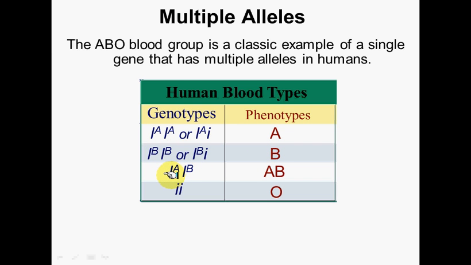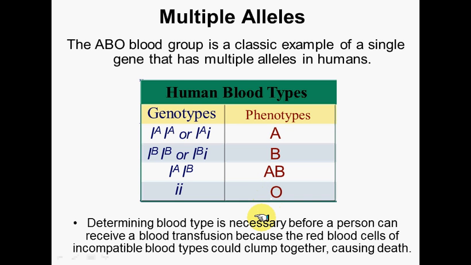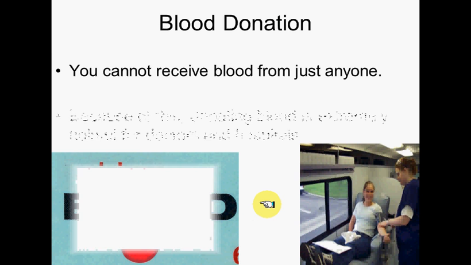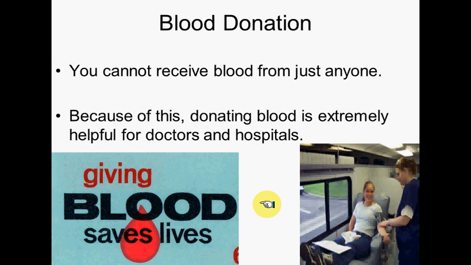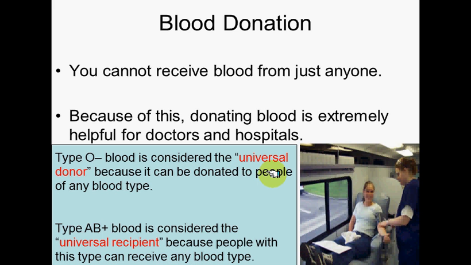Blood type is really important because if you get the wrong type of blood in your body, it can cause your blood cells to clump together and it can kill you. That's why they test your blood when you donate blood. And donating blood is really important. The more they have of all the different types, the safer they can transfuse blood. Type O negative blood is considered the universal donor, and you're going to see why, but it can be donated to people of any blood type. And type AB positive blood is considered the universal recipient because people with this type can receive any blood type.